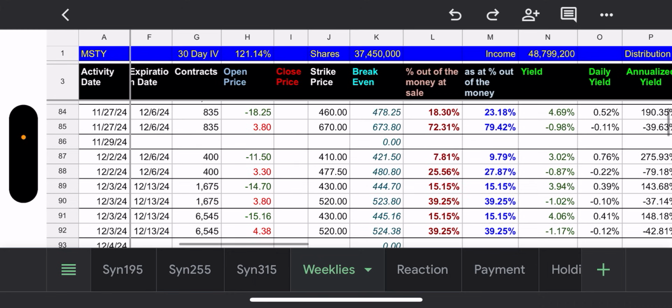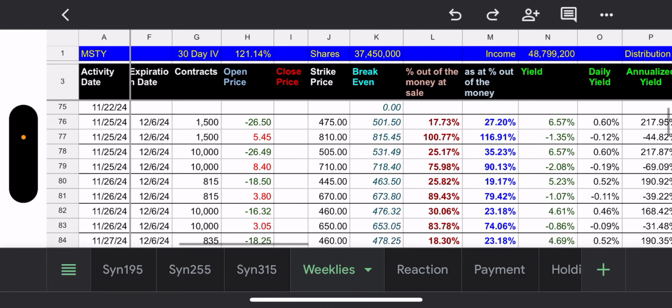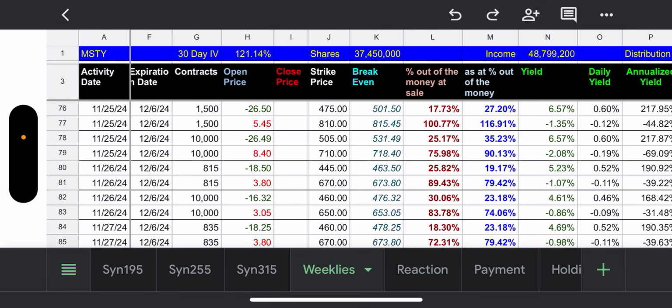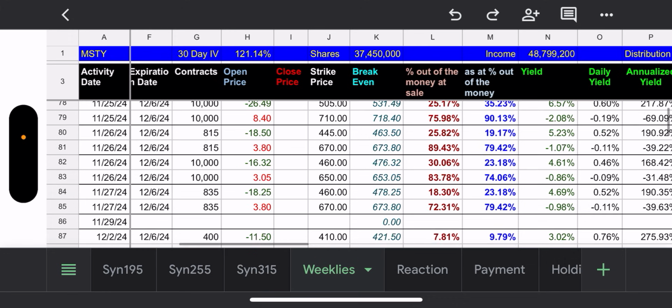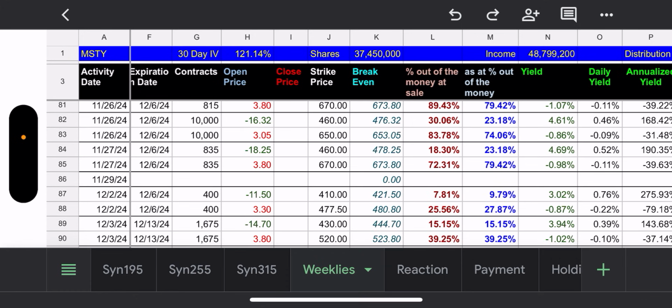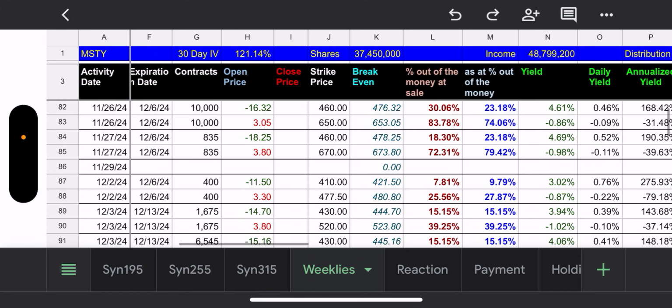Now let's see what we got for the rest of the week. I don't want to be Debbie Downer, but let's see what's left. They have 1,500 contracts. Let's see, 475 strike price. That's 27% out of the money. I'm going to skip over the buy calls for the call credit spread, so I'll just talk about the sold calls. 10,000 contracts, 505 strike price, 35% out of the money. 815 contracts, 445 strike price, 19% out of the money. 10,000 contracts plus 835 contracts, both 460 strike price, 23% out of the money. So, I mean, they're looking good on their current position.